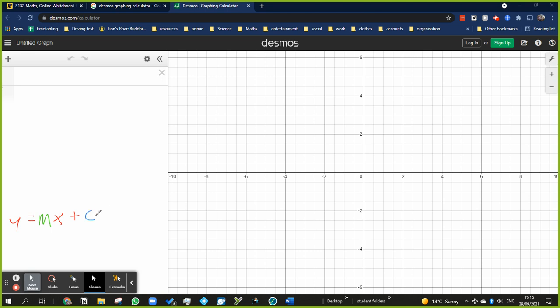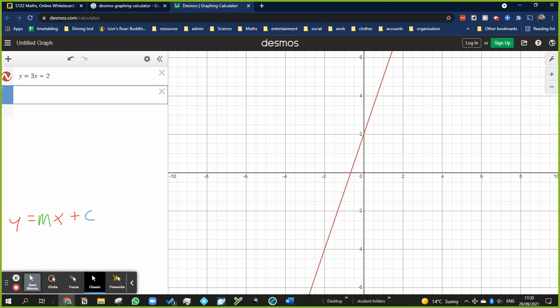Okay. And then I'm going to show you what it means when we say y equals mx plus c. What does all this mean? Well, basically, if we had an equation like y is equal to 3x plus 2, then in that case, the m is the 3 and the c is 2. Okay?